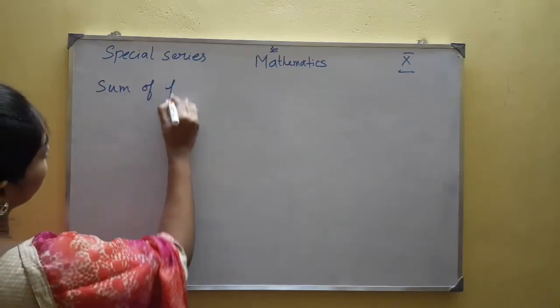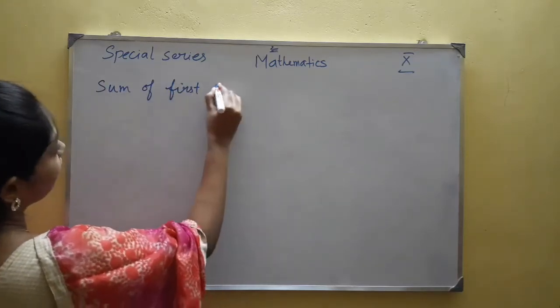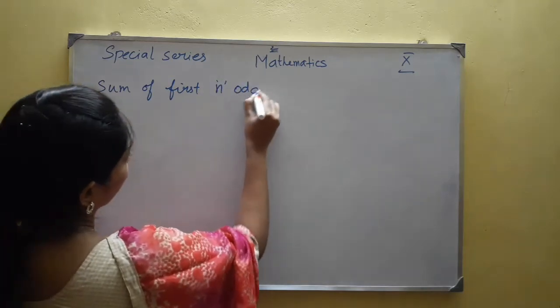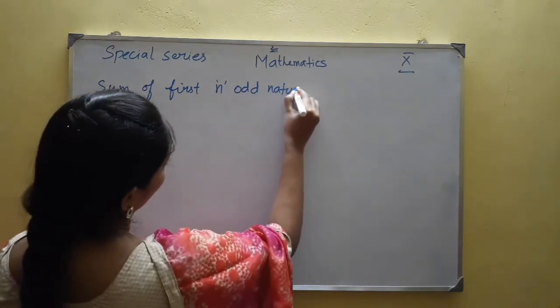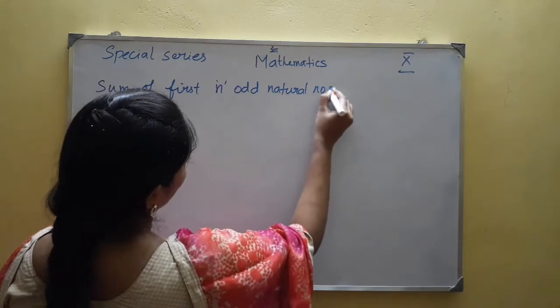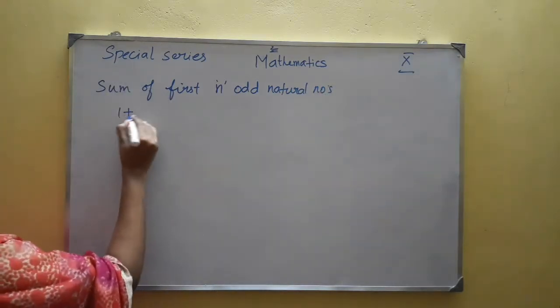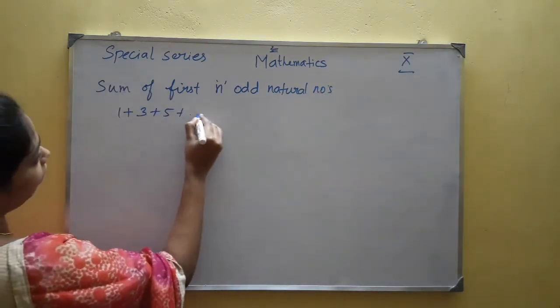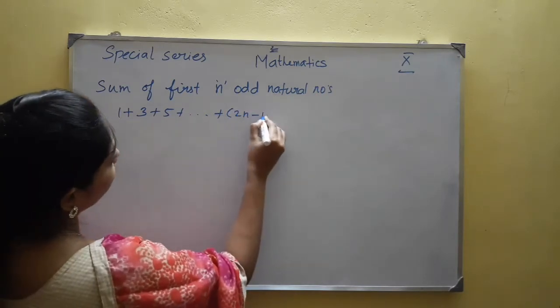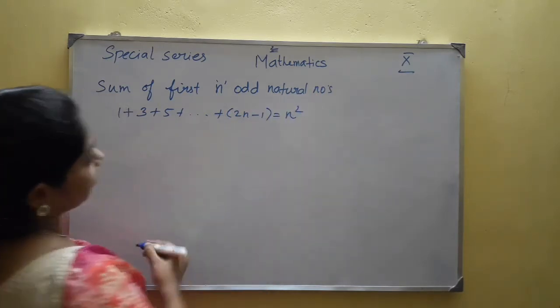Sum of first n odd natural numbers. The formula is 1 plus 3 plus 5 goes on up to 2n minus 1 equals n square.